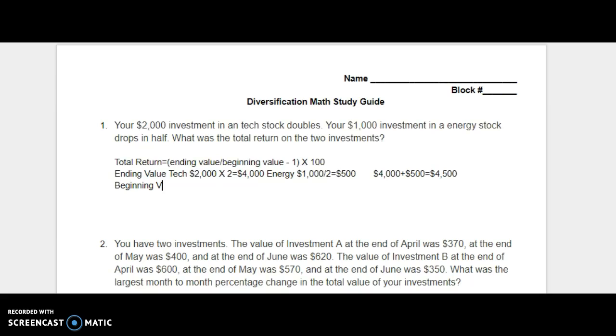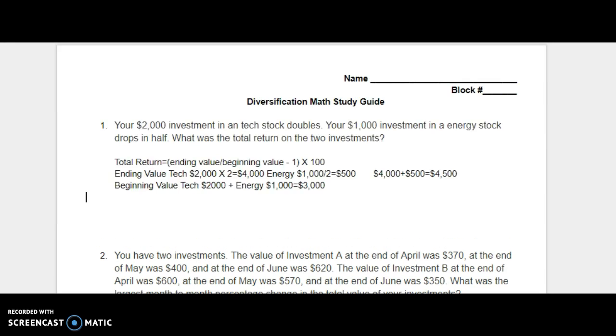Now, our beginning value is what we started with, so our original investments into each stock. So for our tech stock, we know that was $2,000, and we're going to add that to our energy stock, which we originally invested $1,000. So our beginning value was $3,000. So let's get started on our total return equation here. So again, total return is equal to our ending value, which we know is $4,500, and we are going to divide it by our beginning value of $3,000.